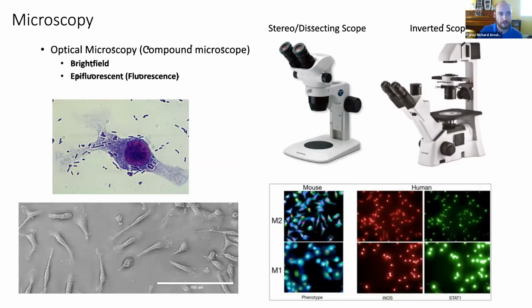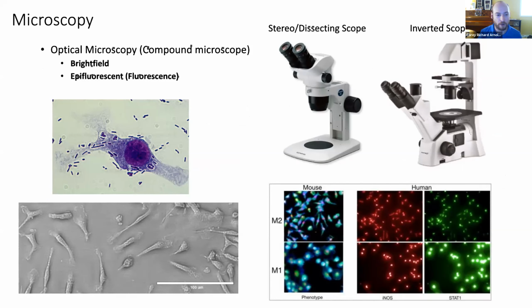So with optical microscopy, most of what you'll find in a lab is a compound microscope, which essentially means it's a mixture of lenses and mirrors to redirect and focus light. I'm sure most of you have seen a dissecting scope where the light source and the objective lens are on the same side, or inverted scopes where the light source and the objectives are on opposite sides of the sample. And this is very good for looking at cell cultures or slides.